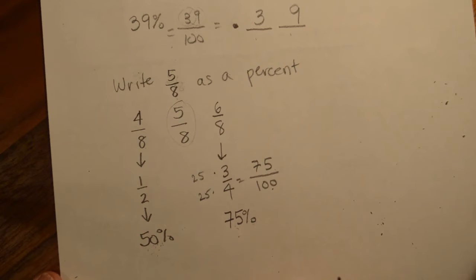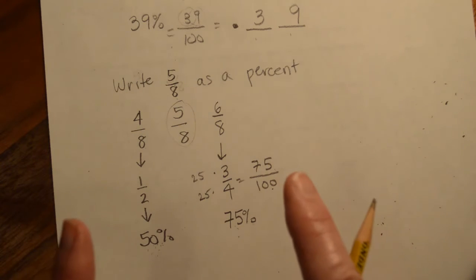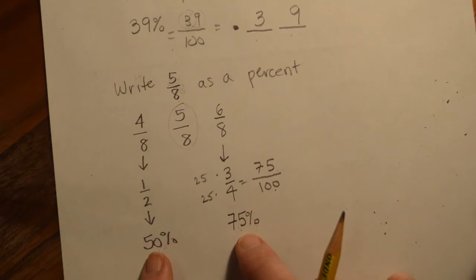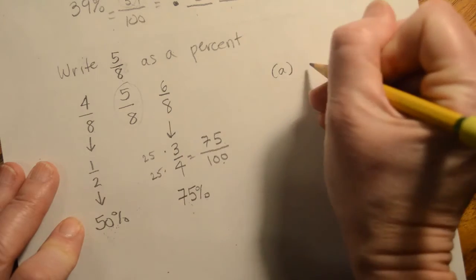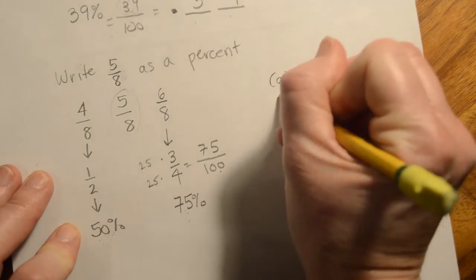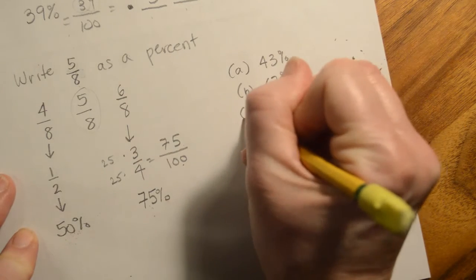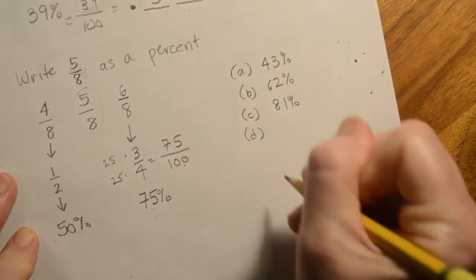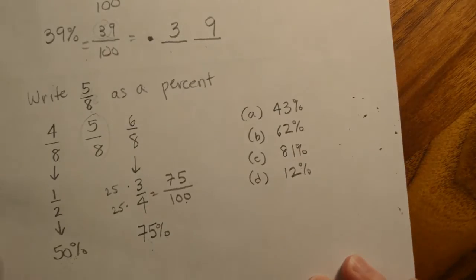So one strategy I'm going to tell you to use to get your answer is just to estimate. Pick two nice fractions around it that will reduce into something that you know, and then work with that to estimate. Now, if they gave you something like choice A, 43%, choice B, 62%, choice C, 81%, choice D, 12%, you could eliminate a bunch of these.